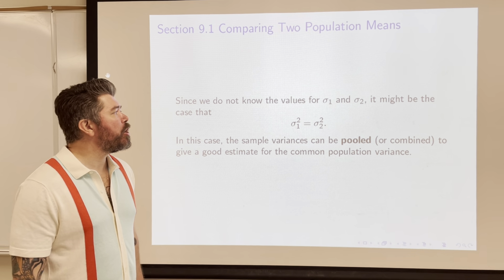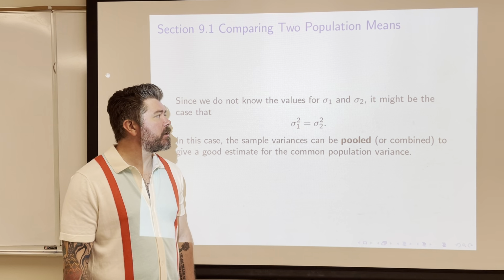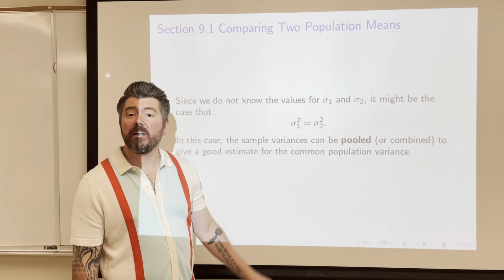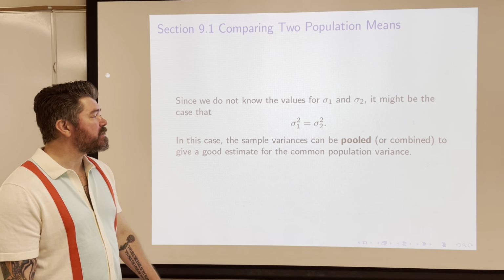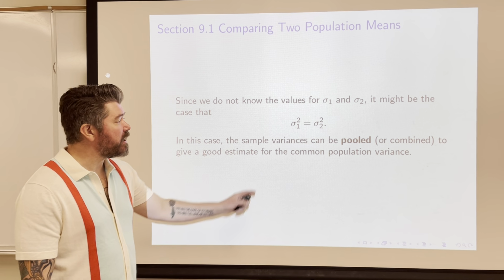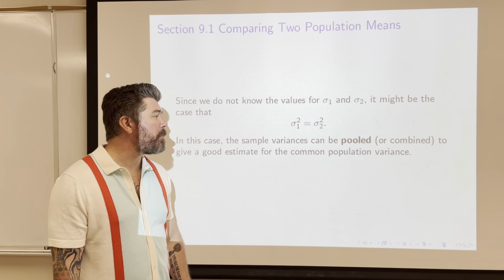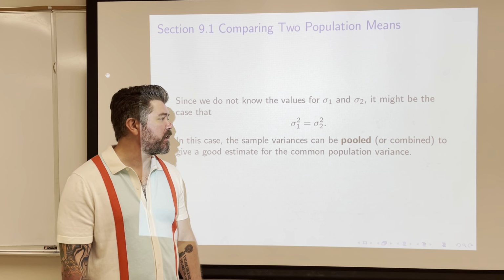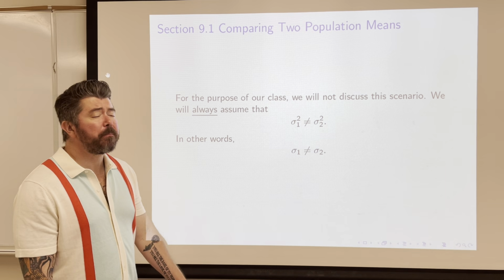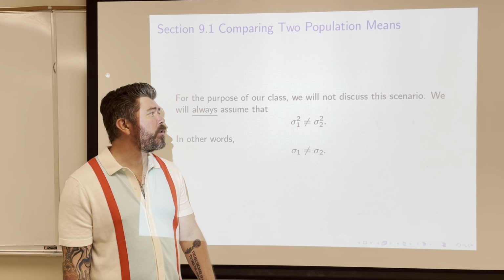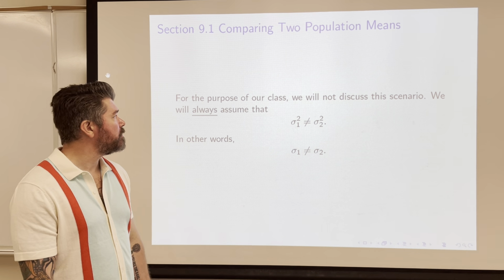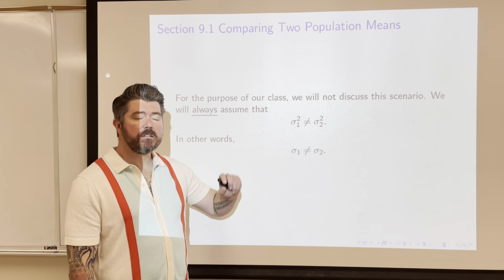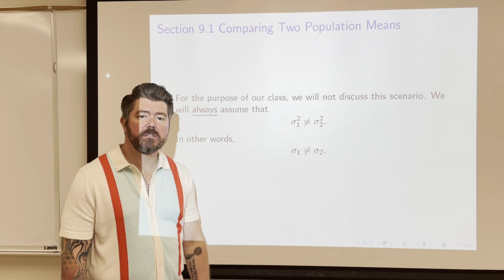Since we do not know the values for sigma 1 and sigma 2, it might be the case that they're equal. In this case, the sample variances can be pooled or combined to give a good estimate for the common population variance. For the purpose of our class, however, we will not discuss this scenario. So we will always assume that sigma 1 does not equal sigma 2.